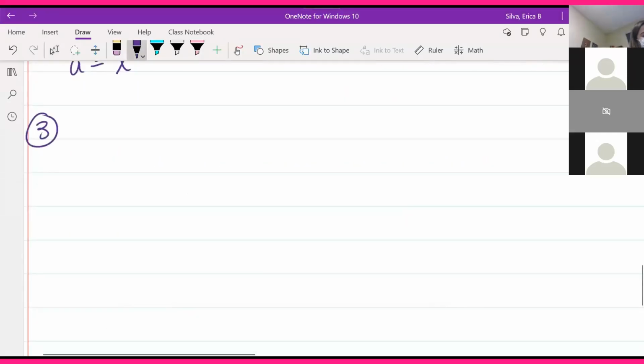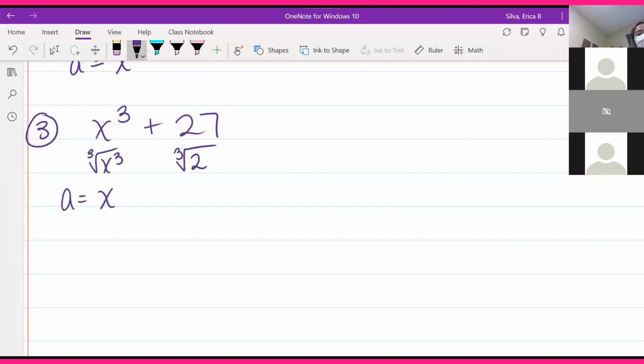All right, let's go ahead and try another one. We're going to have x cubed plus 27. This one has two terms. Let's check to see if they're both perfect cubes. This one would be my A if they both are. Is 27 a perfect cube? And what is it? 3. That means my B is 3.